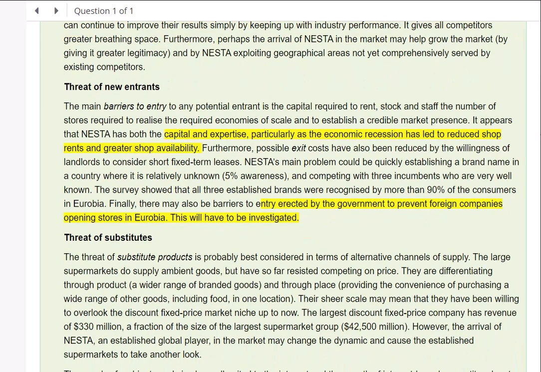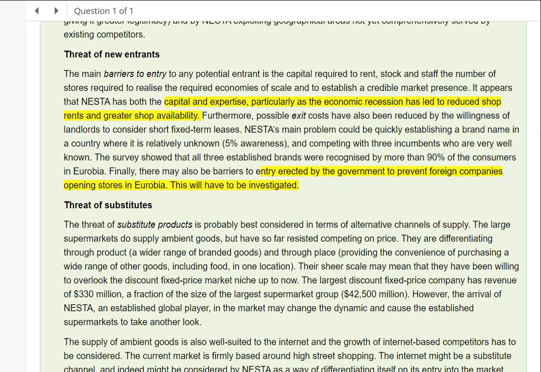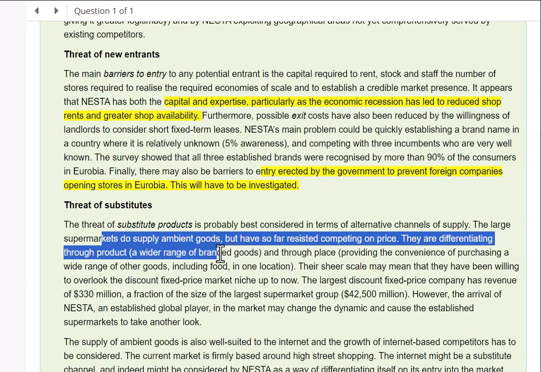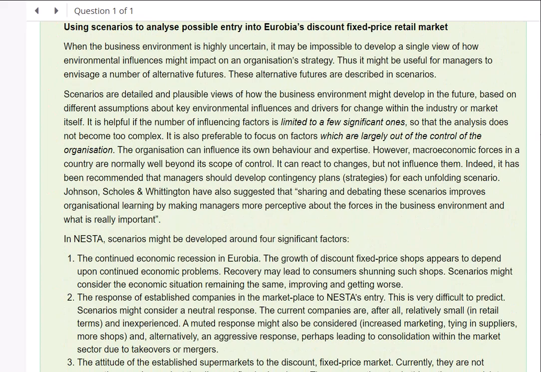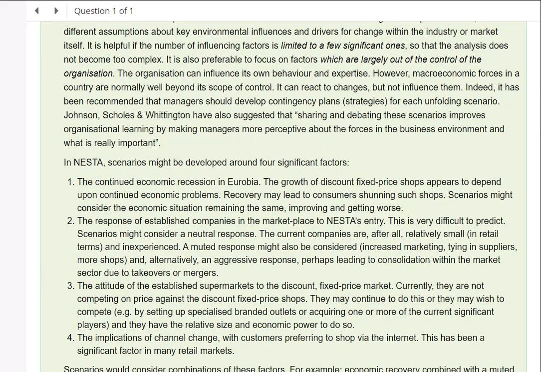Again, threat of substitutes, they have already mentioned these large supermarket chains. But yes, they are competing on price, so they are differentiating through a wide range of branded goods. But again, in our area, we are not concerned about branded goods because we want standardized cheap goods. So that's why supermarkets don't have that level of power. So this was all about the Nesta part A.